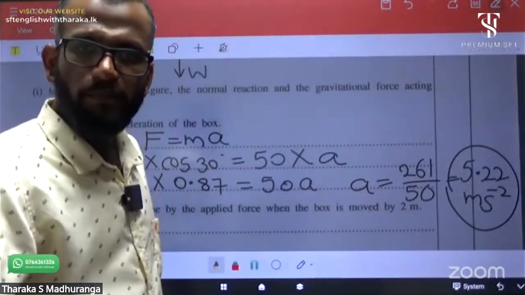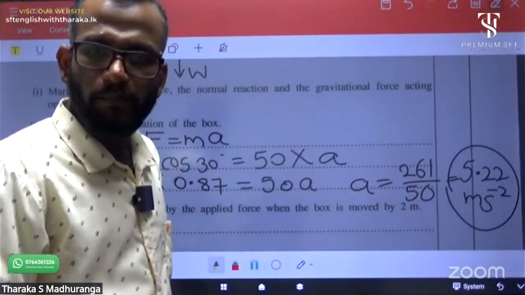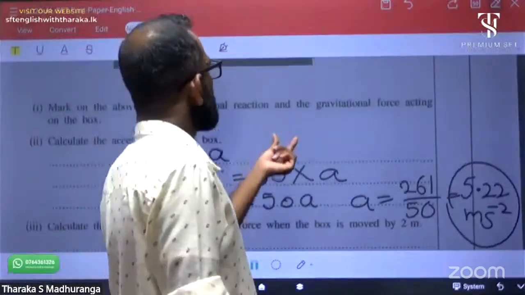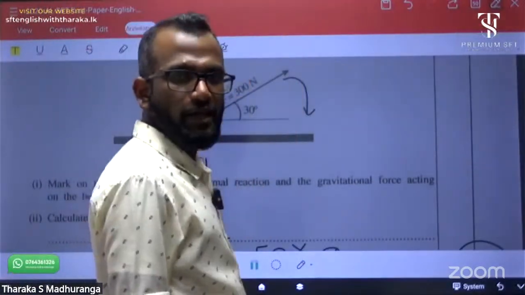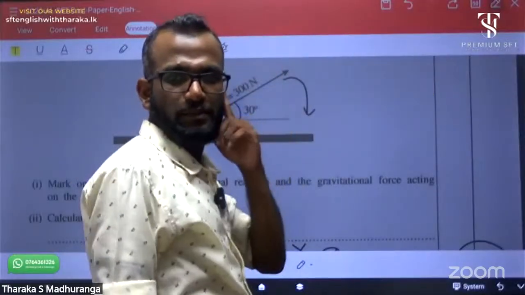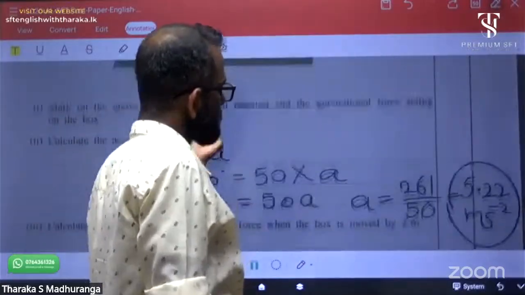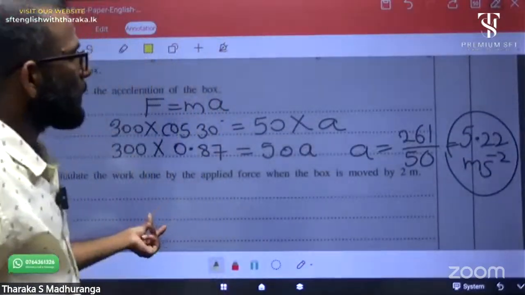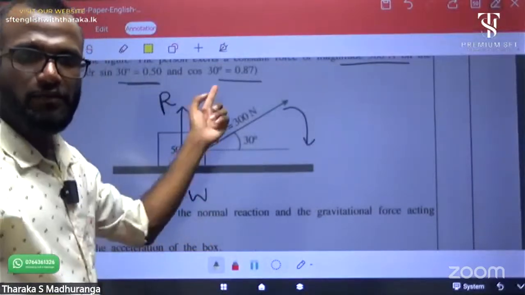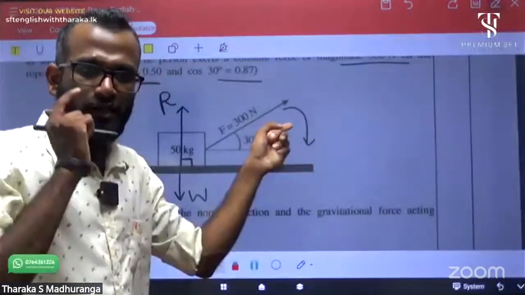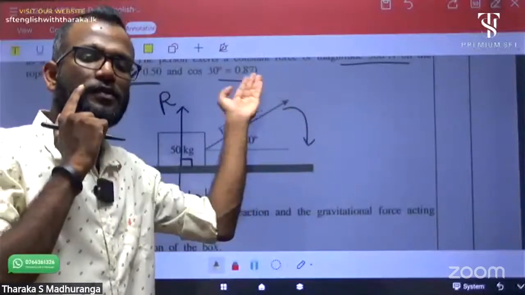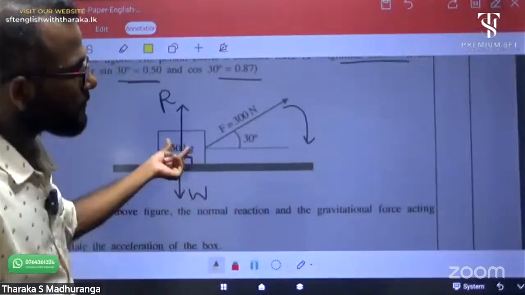No problem. This is not the accelerating direction. It accelerates in the horizontal direction. That we call force resolution. Into the angle direction, it is cos theta. If it is the opposite direction, it is sin theta.